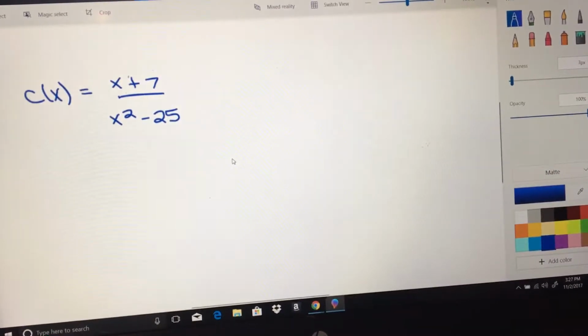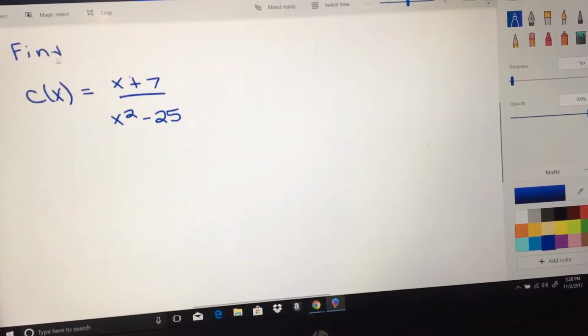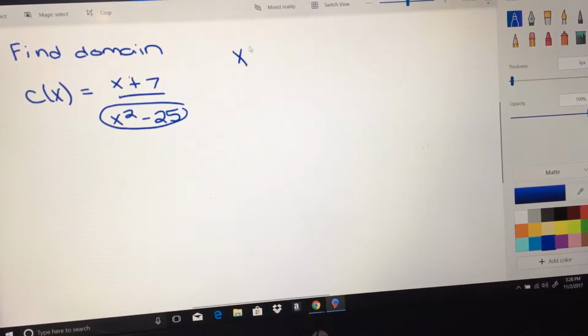Okay, in this problem, we are finding the domain of a rational function. And the domain here, what we're looking for is anything that can work in this rational function without making the denominator 0. So what we do is we take the denominator, we set it equal to 0. We say x squared minus 25 equals 0, and then we solve.